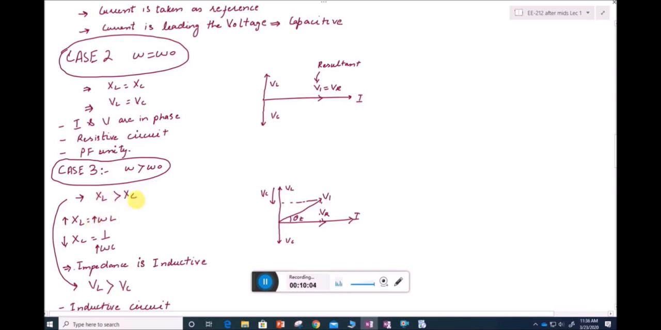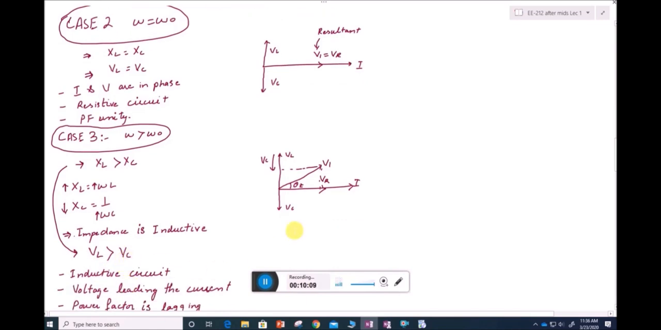In the last case, omega is greater than omega naught, so XL will be greater than XC. If XL is greater than XC, the voltage across the inductor will be greater than the voltage across the capacitor. If I have to draw the phasors, again VR is in phase with current, VL and VC are 90 degrees out of phase, but the voltage across the inductor is greater than the voltage across the capacitor. So if we add VL and VC, this particular phasor will be VL minus VC. So I am again adding all the phasors of the voltage, I get V1, which is leading the current I. So in the inductive case, we have voltage that is leading the current of the network.